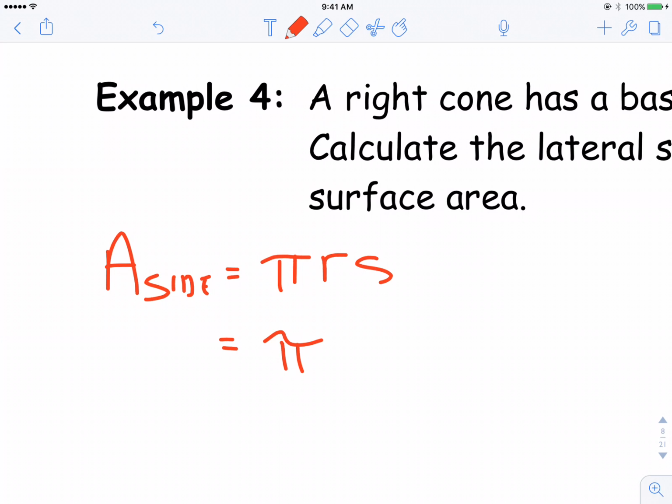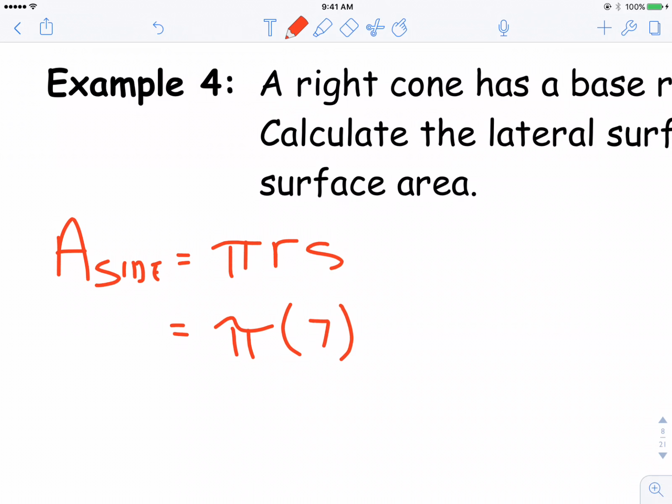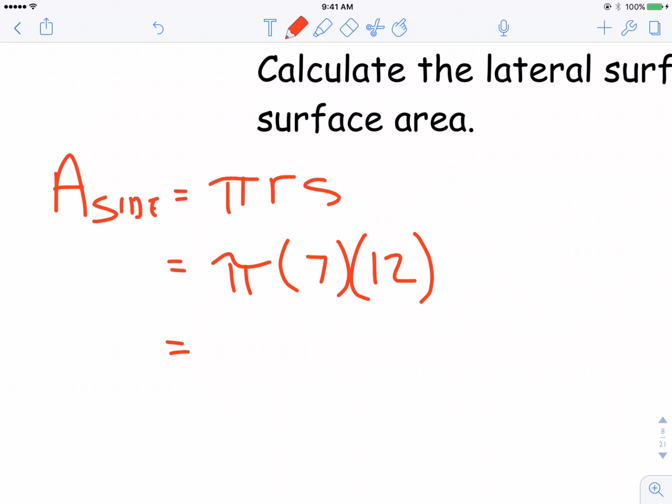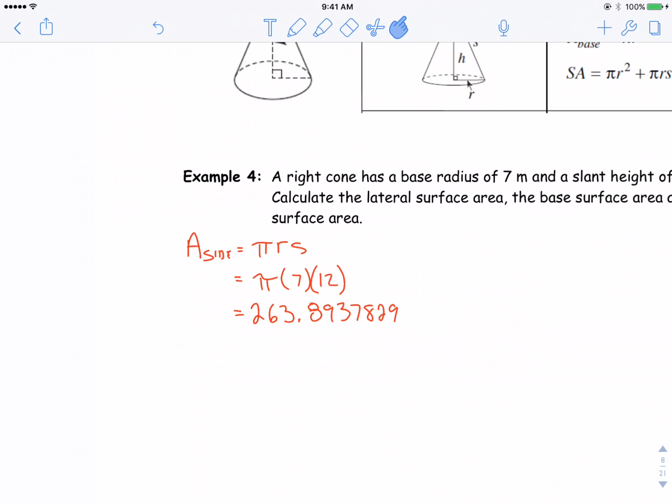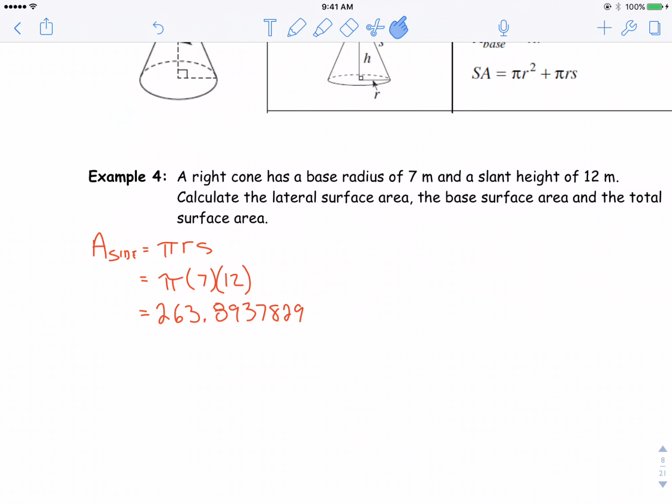On your scientific calculator, there will be a button that has pi. You don't have to remember all of the digits, 3.14159, whatever it happens to be. If you remember them, that's great. Just punch them in your calculator. If not, then use whatever function is necessary to bring pi up on your calculator screen. Okay, so pi rs is going to be pi times my radius, which is 7, times my slant height, which was 12. Punch that into your handy dandy calculator, and you get 263.8937829. So there is my lateral surface area for this cone.